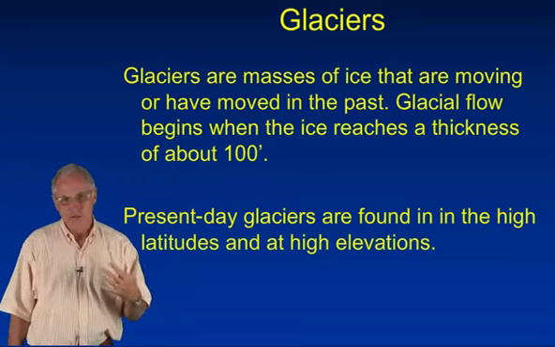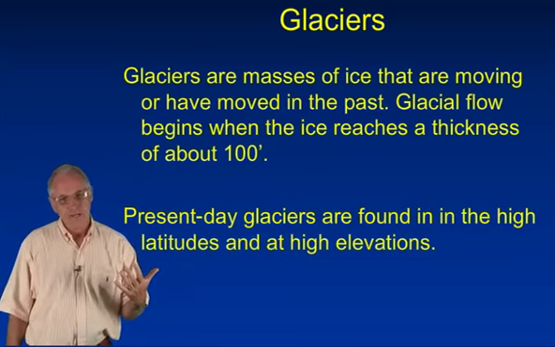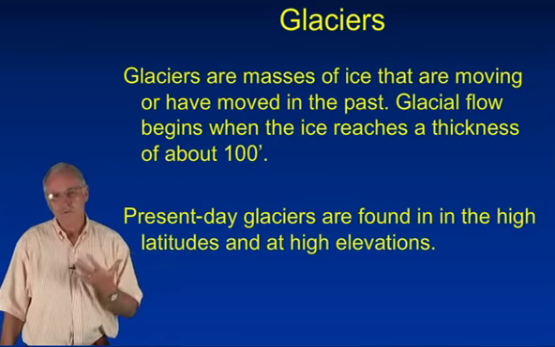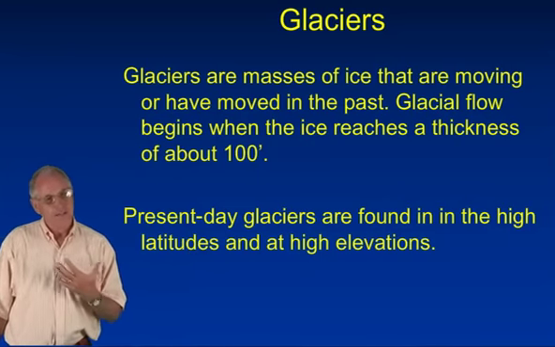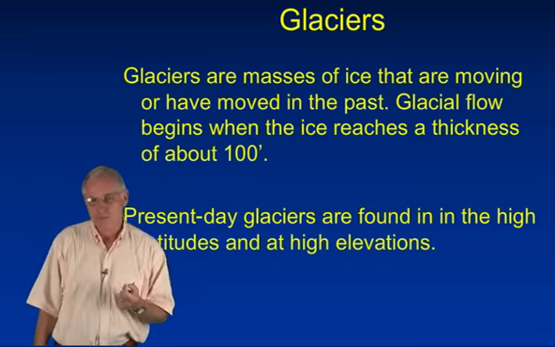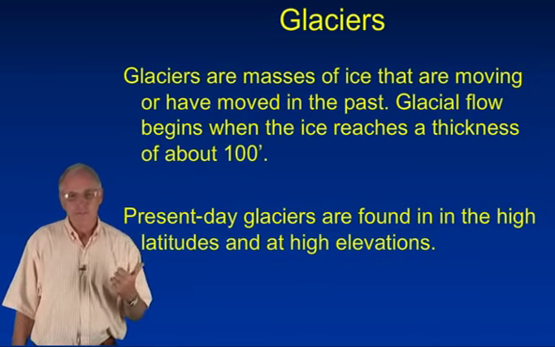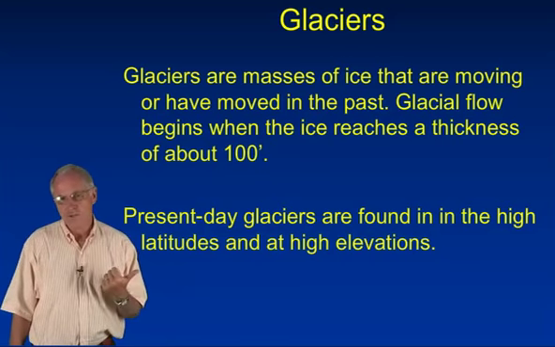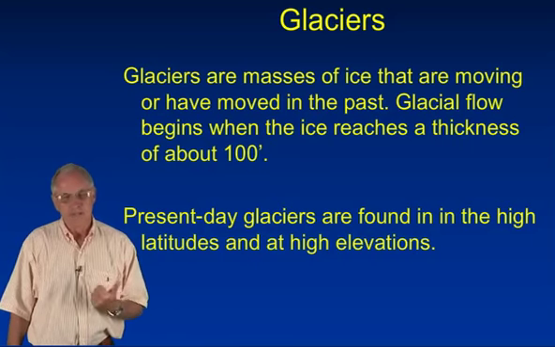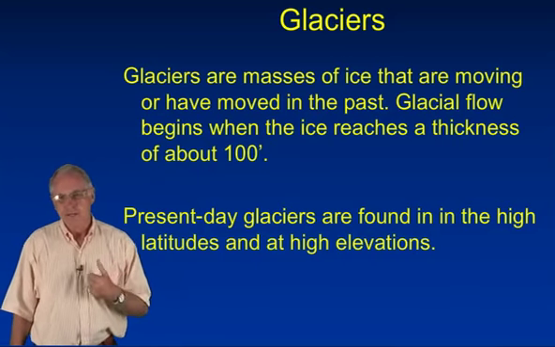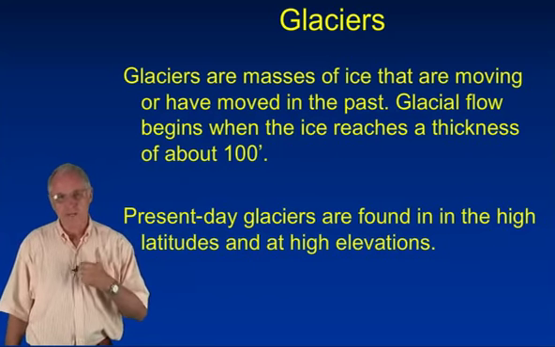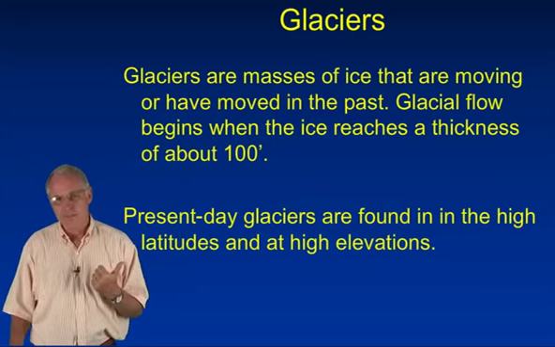Modern day glaciers are found in the high latitudes. Particularly Greenland is covered with a huge dome of ice, so is Antarctica, and then they're scattered at high elevations across the rest of the world, in the Andes and the Rockies and the Sierra Nevadas in the U.S., in the Alps in Europe, the Caucasus Range, and the Himalayas. So they're a wide distribution, both at high latitudes and at high elevations.